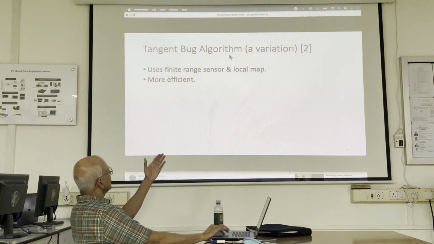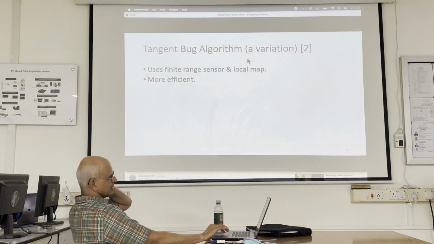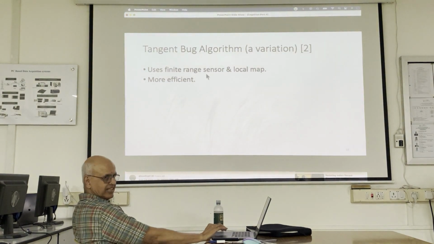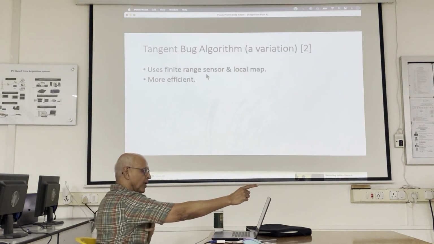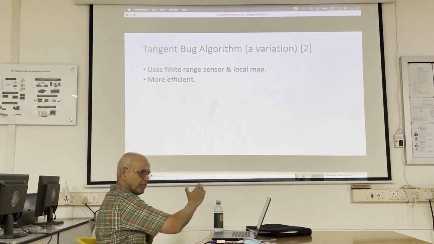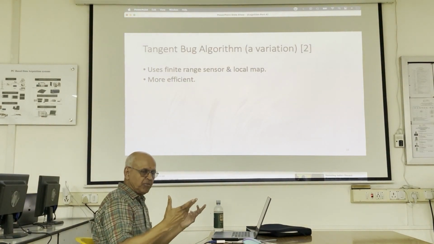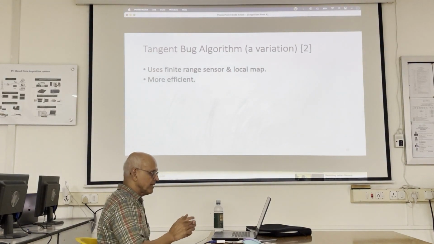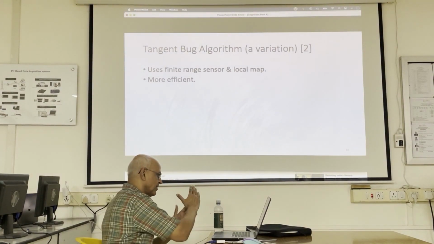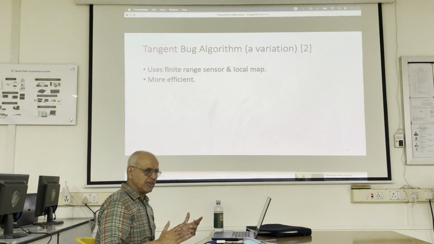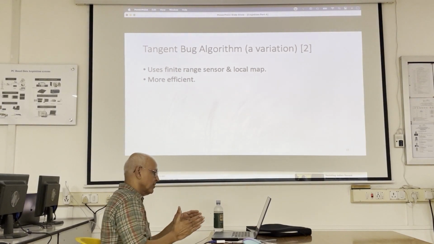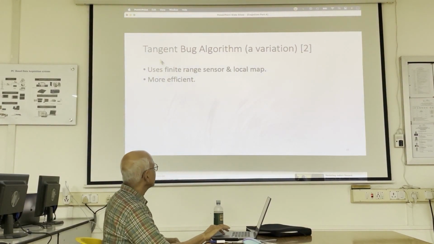So there is a tangent bug algorithm. The code is somewhere, maybe it's in Siegwart's book. The tangent bug uses a finite range sensor. That means you're allowed to see the wall from a distance and start moving. Obviously the other bugs don't know that. So somebody said, I'm going to create a tangent bug, which means if I see the wall there, I start trying to go around it. Human beings would do that. Human beings won't go right up to the wall and then say, let me go along the wall. You'll start veering off. So that's what this algorithm is.